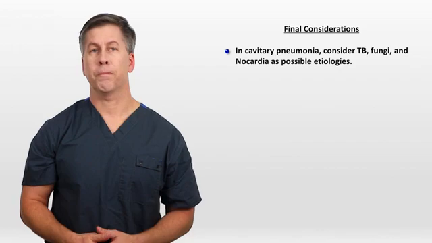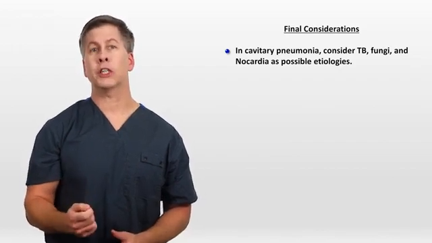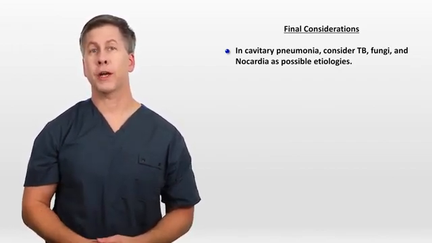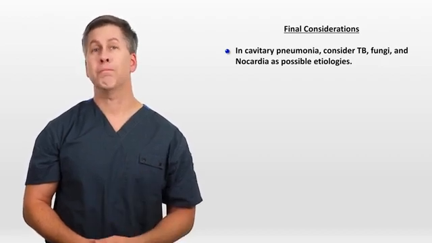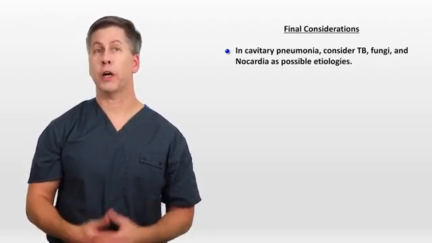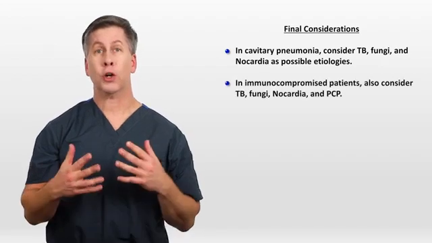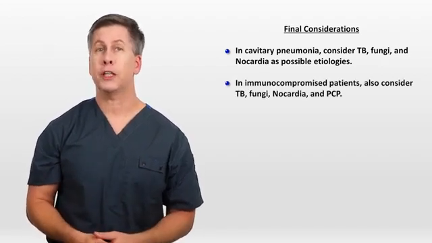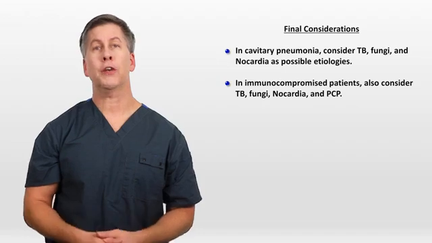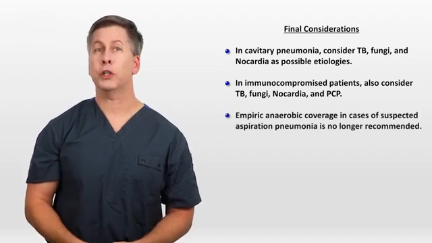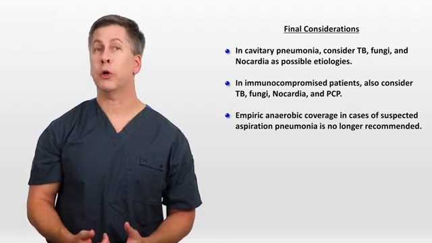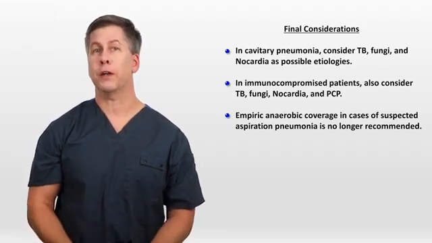Some final considerations. In cavitary pneumonia, that is, a pneumonia characterized by one or more cavities on chest X-ray, consider tuberculosis, fungal infections, and nocardia as possible etiologies. In immunocompromised patients, also consider TB, fungal infections again, nocardia, and PCP. Empiric anaerobic coverage in cases of suspected aspiration pneumonia is no longer recommended.